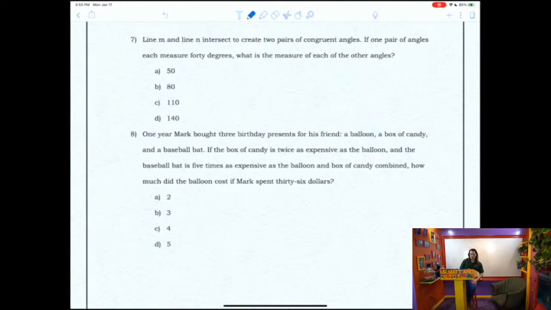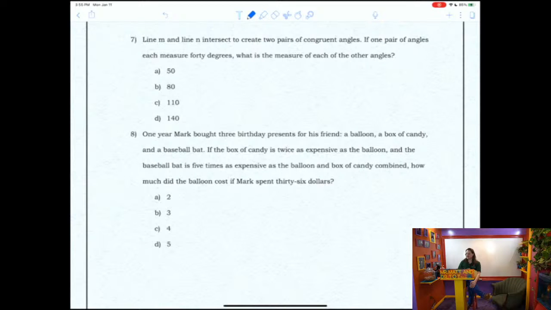These are new questions now. So number 7 asks, line M and line N intersect to create two pairs of congruent angles. If one pair of angles each measure 40 degrees, what is the measure of each of the other angles? So we're talking about the individual measure here, not combined.